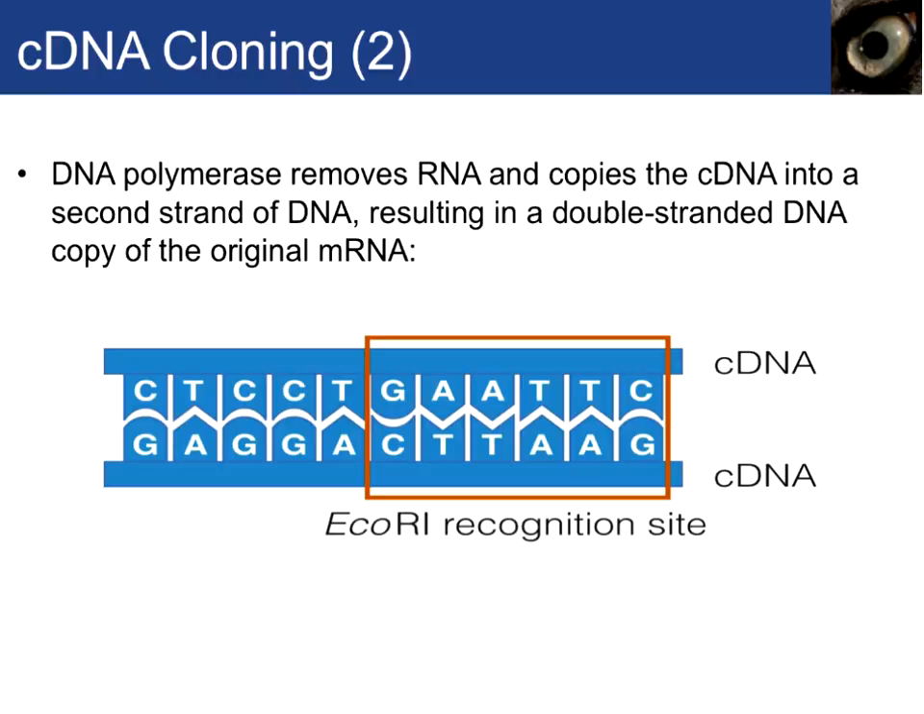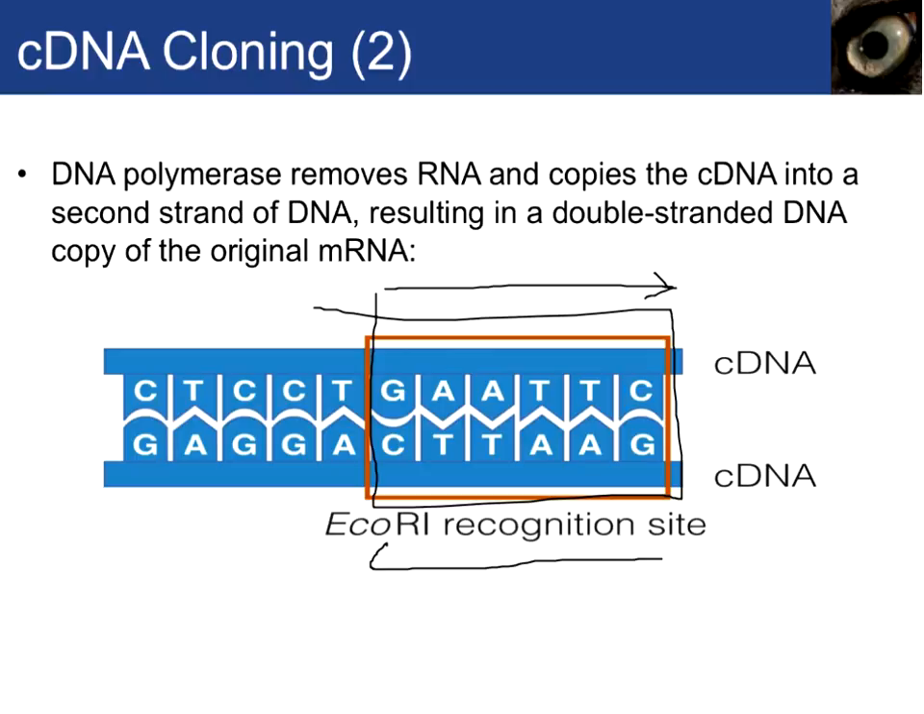So again, this is the EcoRI restriction site. And as you can see, if you read the top going this way, it's GAATTC. Reading the bottom going this way, it's GAATTC. And most restriction enzymes recognize sites that are like this, that are the same going both directions.